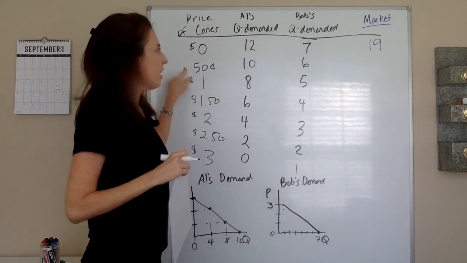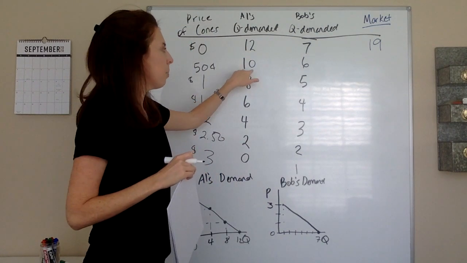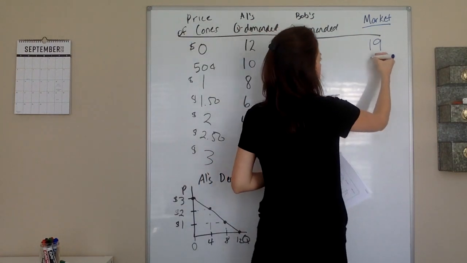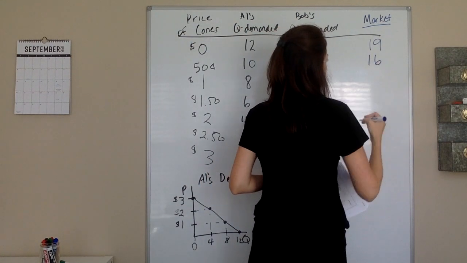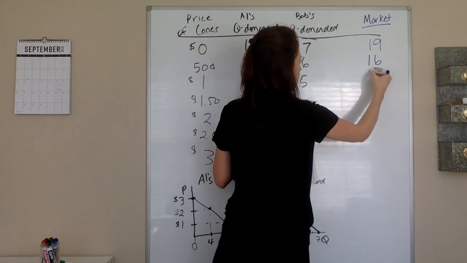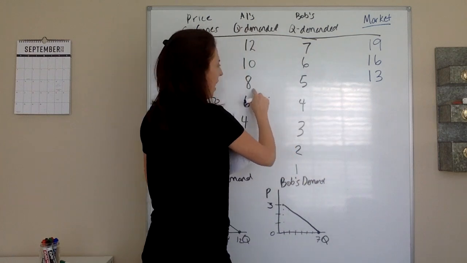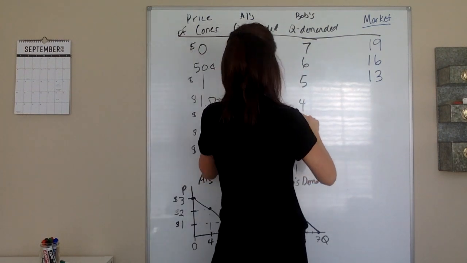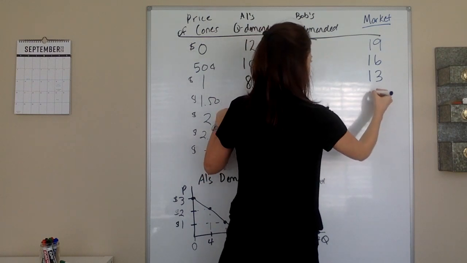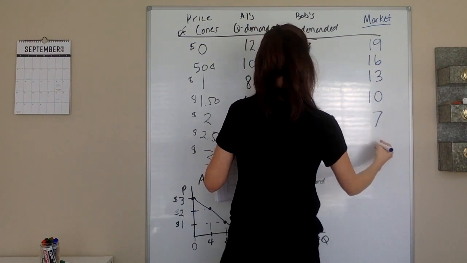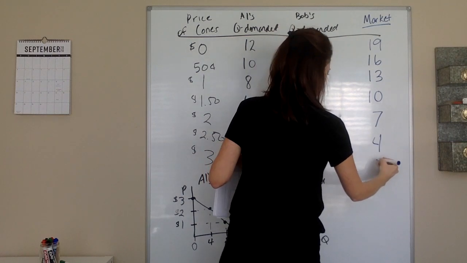At a price of 50 cents, Al demands 10, Bob demands 6. So in total in the market, there's a demand for 16 ice cream cones. And we can just keep on going down. So in your notes, keep on doing the addition. We're just adding up the quantity demanded for each buyer in the market. So 13, 10, 7, 4, and 1.